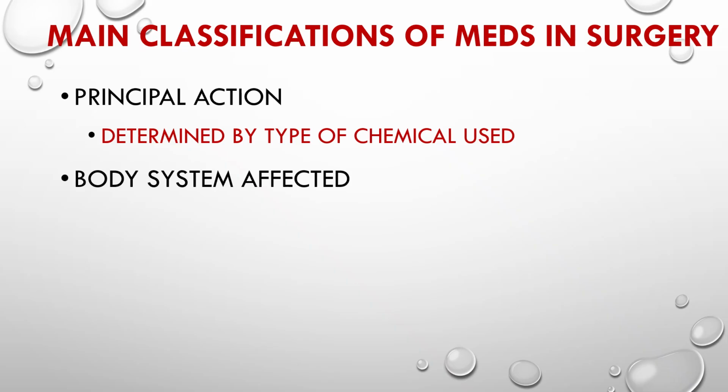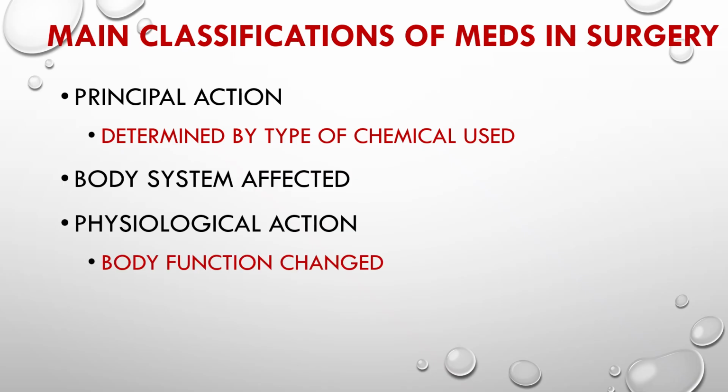The body system affected, that's pretty intuitive. So is it impacting the central nervous system? Is it affecting the cardiovascular? What's it doing? The physiological action is what it's actually doing to that body system. So is it increasing heart rate, decreasing heart rate, increasing neurotransmitter release? Is it causing muscle contraction? What is it actually changing within the cell?